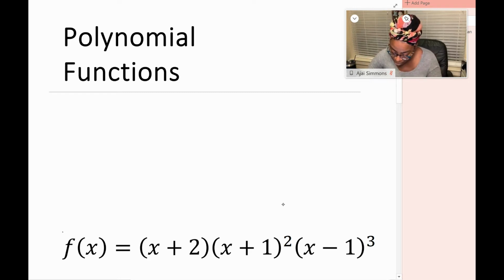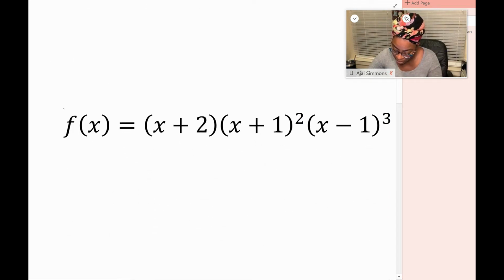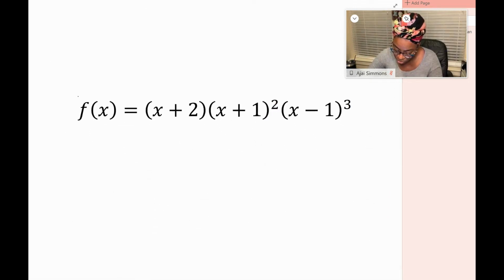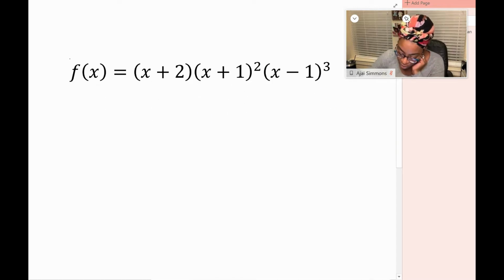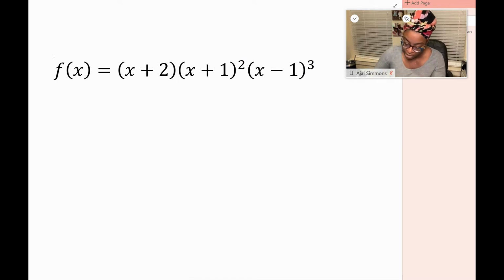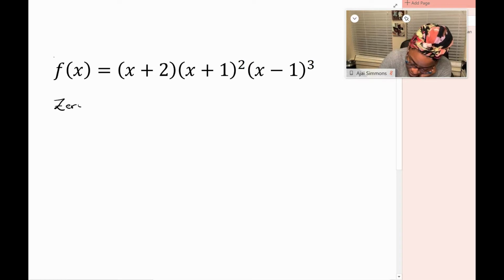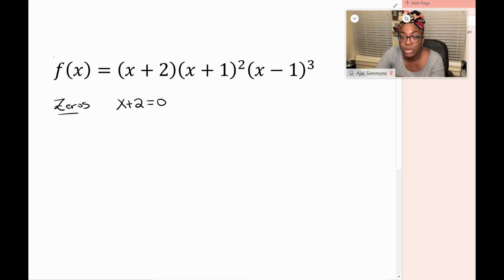So I have a polynomial already displayed here. I'm actually going to shrink this down a little bit. It's already factored out, so we don't have to worry about factoring. I just want to find the zeros. To find the zeros, all you have to do is set each one of these parentheses equal to 0 and solve for x. That's all you have to do.